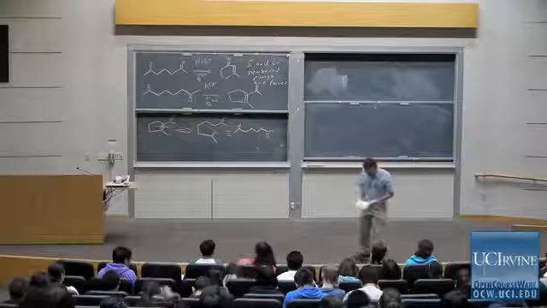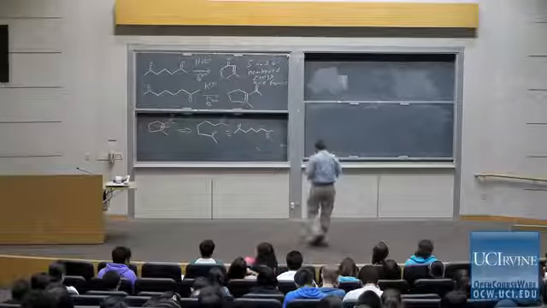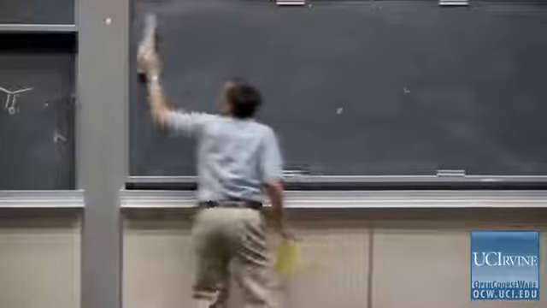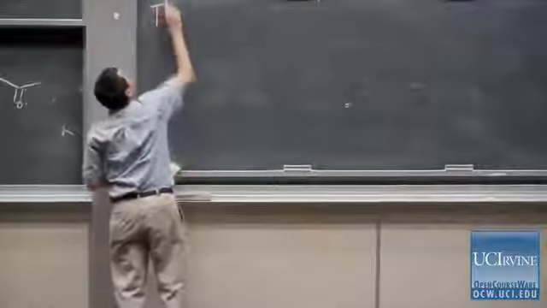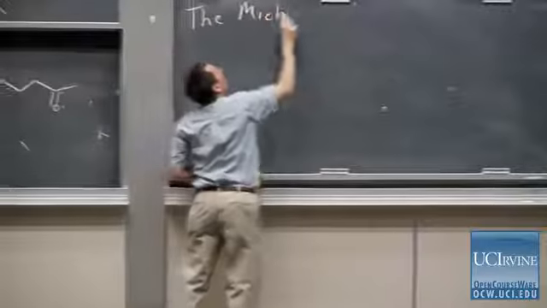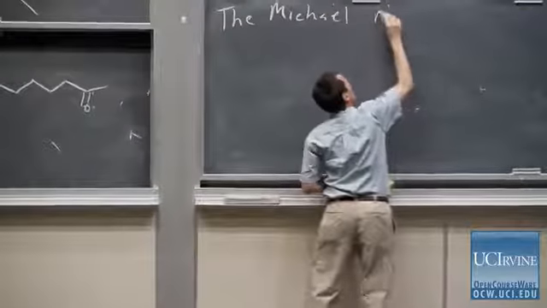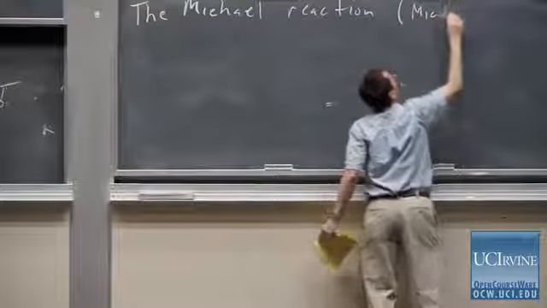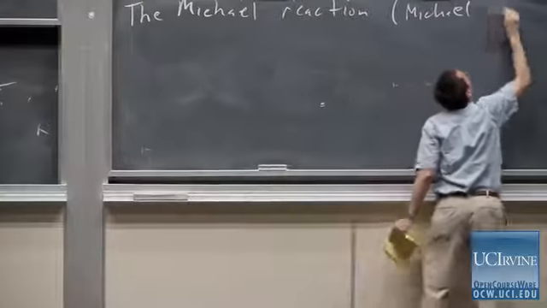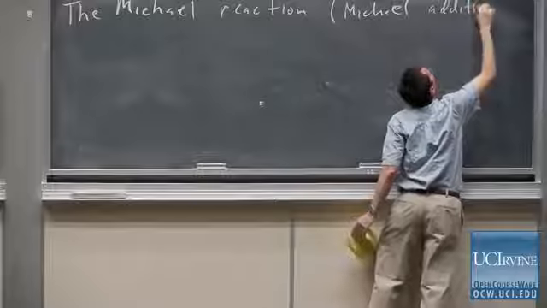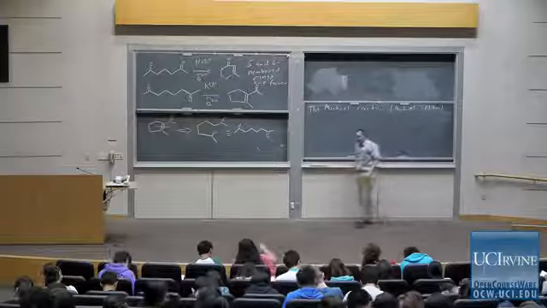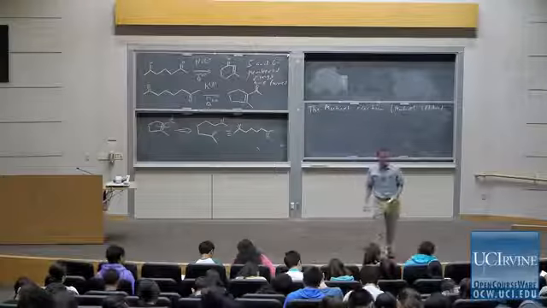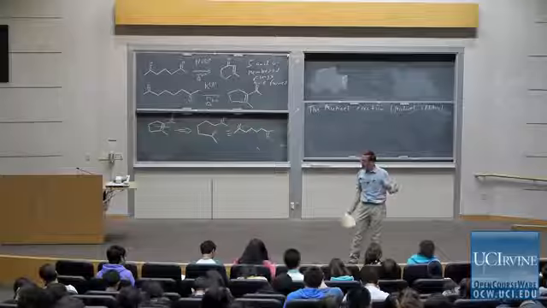It's really pretty cool. All right, this brings me to the second topic I wanted to talk about, the Michael addition. And the textbook calls it the Michael reaction. You'll hear it referred to as both ways. That's just a fancy name for the addition of a nucleophile to the beta position of an alpha beta unsaturated carbonyl compound.